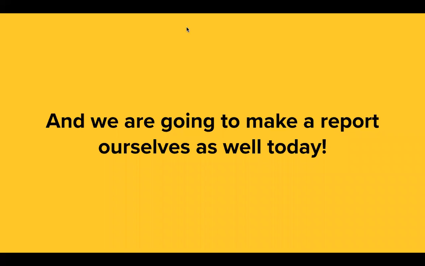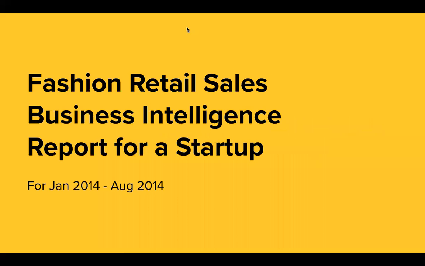Okay, and today we are going to make a report ourselves, and we're going to make a report for a fashion retail company. Okay, so we're going to make a business intelligence report for them, and they have two chains of companies under their belt. One of them is called Lindsay's, which is something like, imagine Gucci or Nordstrom, those kind of boutique fashion boutiques. And they also have another chain under them, which is called Fashions Direct, which is kind of like your fast fashion brand like Zara or H&M, something like that. And we're going to be analyzing the data for Jan 2014 up to August 2014, okay?